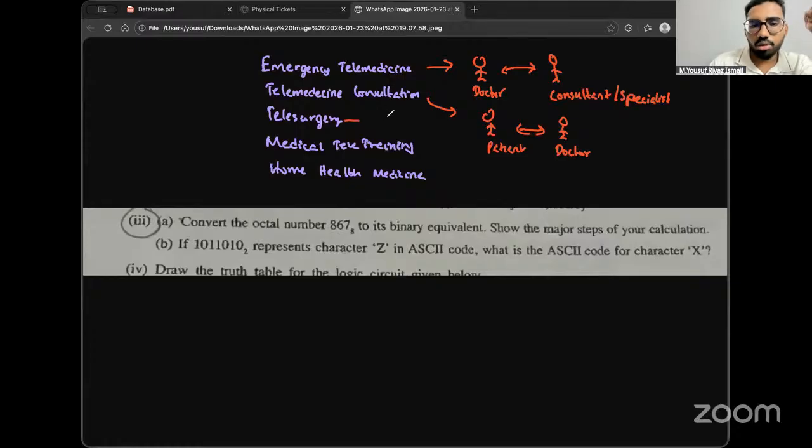Telesurgery, like the name sounds, is remote surgery basically. That means the doctor is in one place and the patient is in a different place, and using robot machines and a network, you're going to do a surgery.